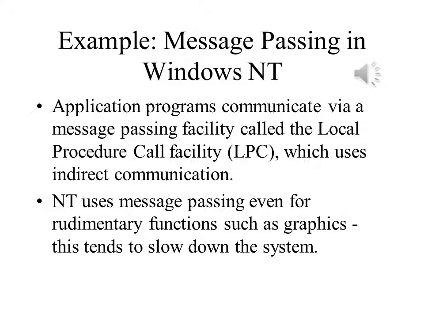NT used 3 different methods of message passing, depending on what the client chose. The different methods were intended for messages of different lengths. Since NT used message passing for virtually all communications between subsystems, this tended to slow the system down.